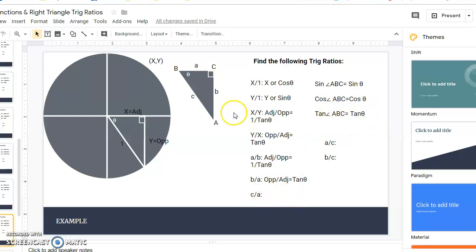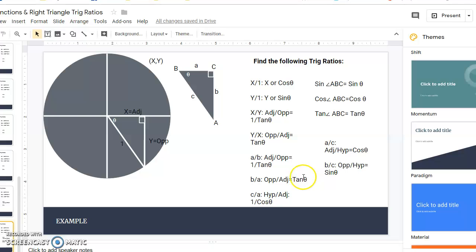Now c over a would be your hypotenuse over your adjacent. So hypotenuse over adjacent is the inverse of cosine. So again, that would not count for this. That's just the inverse. Now a over c would be your adjacent over your hypotenuse. So that would be cosine. And we already have it, but that's another value. So b over c would be your opposite over your hypotenuse. So opposite over hypotenuse, going back to SOHCAHTOA, is your sine.